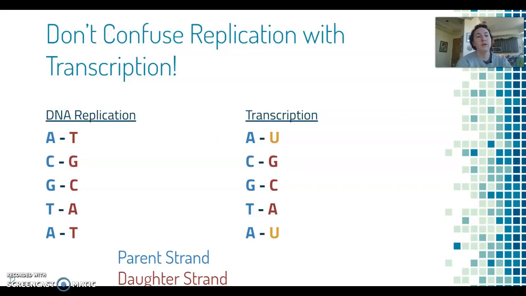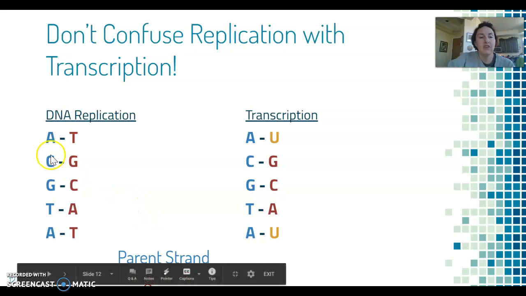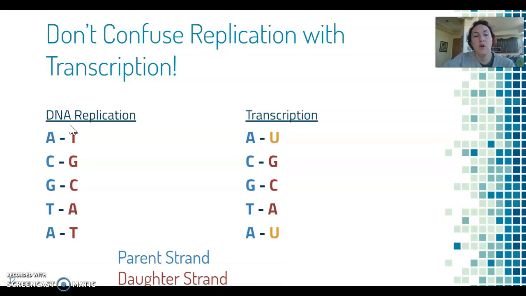I want to make sure that you understand how replication is different from transcription. If you look here, our A's always match our T's, and our C's match our G's in DNA replication, because we're only talking about DNA. And our nucleotides only contain the nitrogenous bases A, T, C, and G.